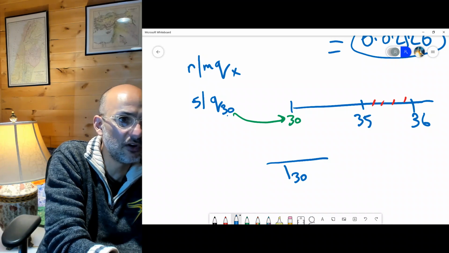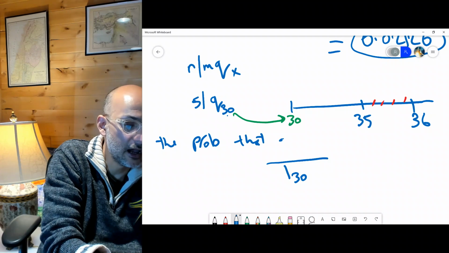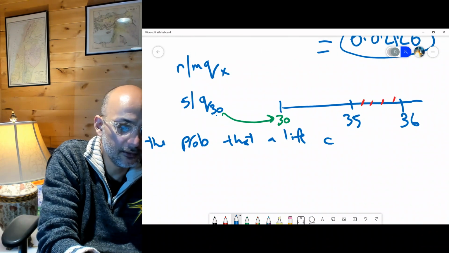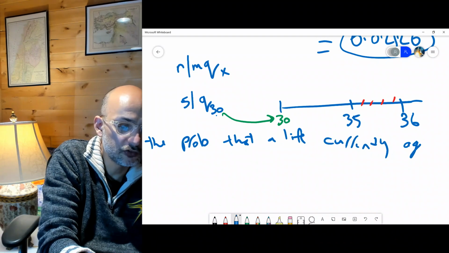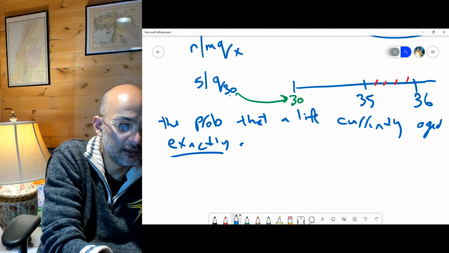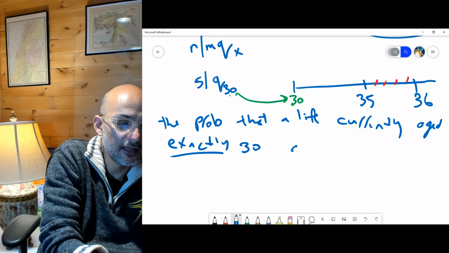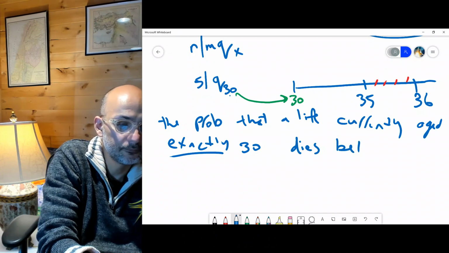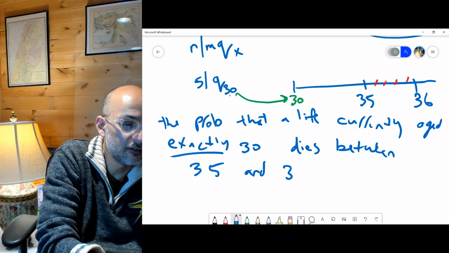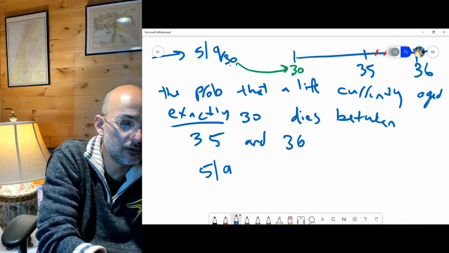Maybe the question will ask you, find the probability that a life currently aged exactly 30, right? Because this is where we are. Find the probability that a life currently aged exactly 30 will die between 35 and 36. So it doesn't have to be written this way, but we understand that this will mean 5|Q30, right?